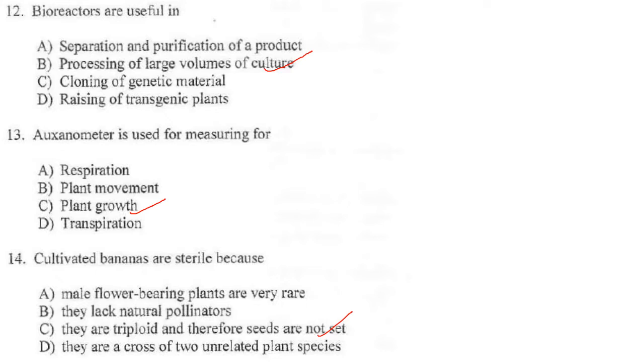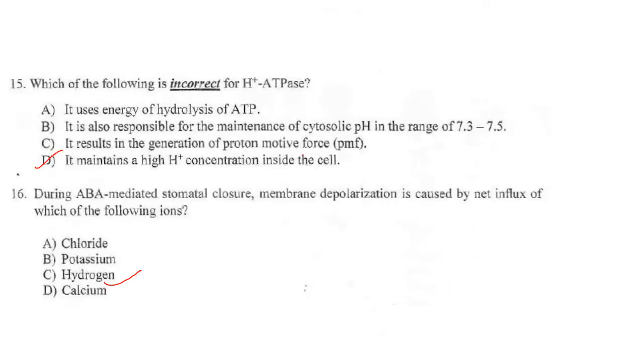Answer is option C. Then cultivated bananas are sterile because they are triploid and therefore seeds are not set. Answer is option C.